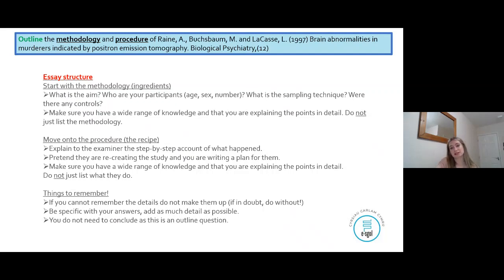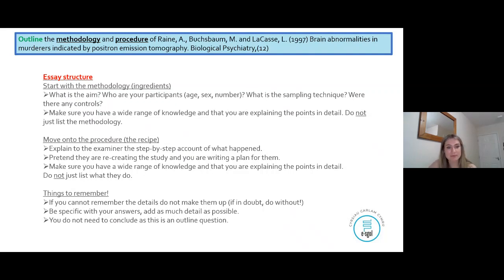Pretend you are recreating the study and you need to write a really detailed plan to somebody on what they did. That's how detailed it's got to be, so they could follow your plan and do the experiment based off of just what you have written. Make sure you have a wide range of knowledge and that you are explaining the points in detail. And again, don't just list what they do. List what they do as part of your plan. But because this is a 12-mark answer, we need to make sure that we're writing it thoroughly and in sentences, and we're really elaborating on what Loftus did.